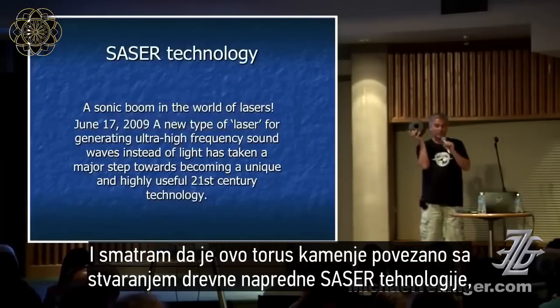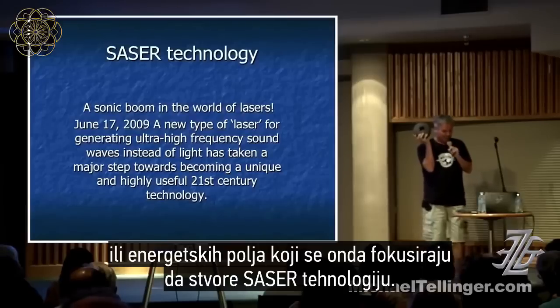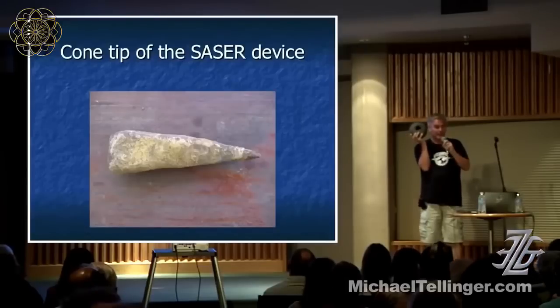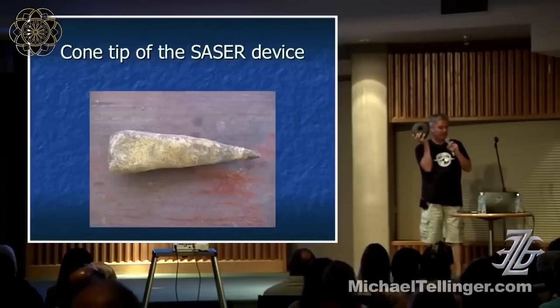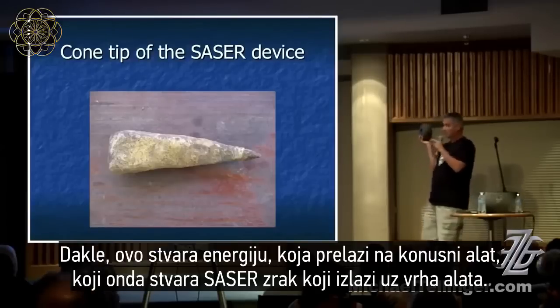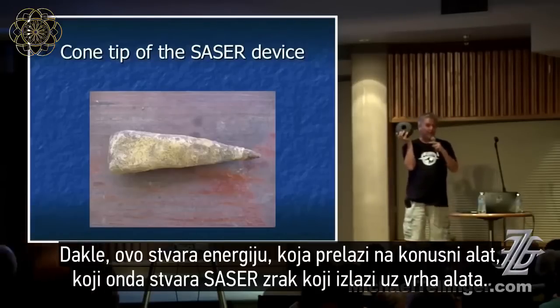And I believe that these Taurus stones had everything to do with creating ancient advanced SASER technology, or the energy fields that were then focused to create SASER technology through the cone-shaped tools, creating a SASER beam. So this creates the energy that goes into that cone-shaped tool that then creates the SASER beam and pushes it out of the tip of that tool.